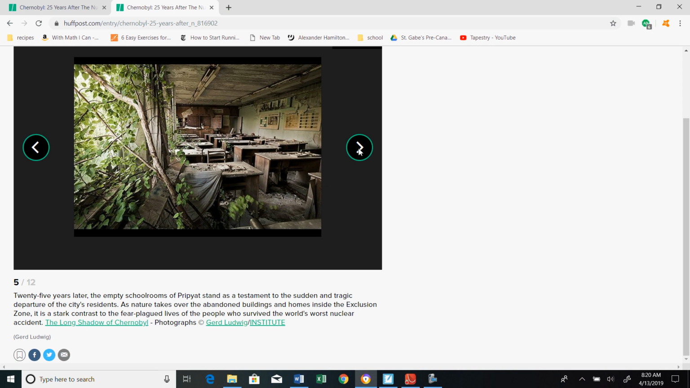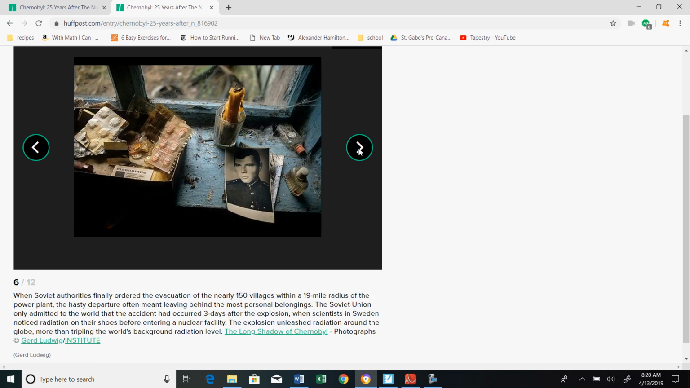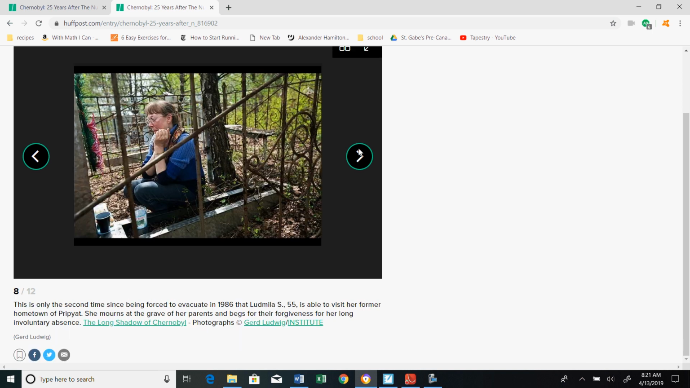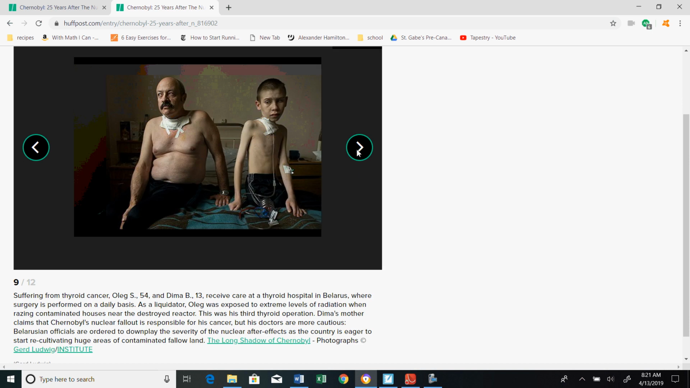And these pictures show how nature has taken over in this ghost town. Basically, this is a school where you can see the trees have started coming into the classroom. This is showing some of the things people hastily left lying around as they evacuated. And a lot of the people that live there are sick. They have thyroid cancer and so forth. These are just some of the pictures of the people. At least this was 25 years later. So these pictures were taken in 2011, so about 8 years ago.